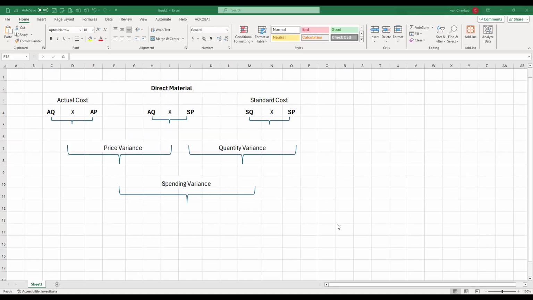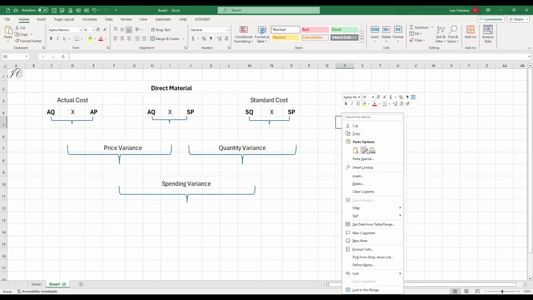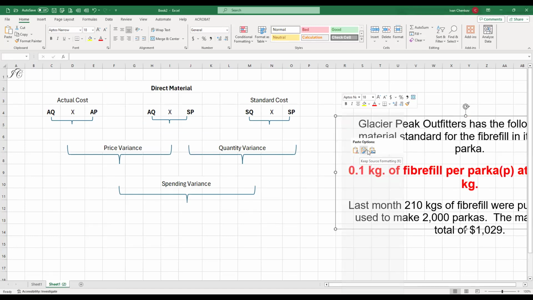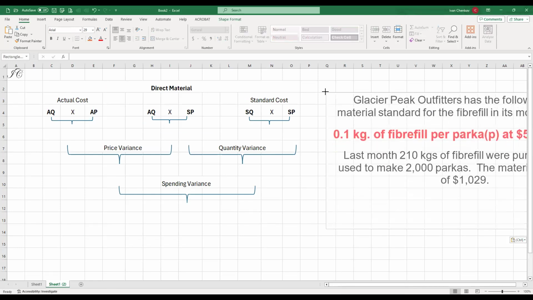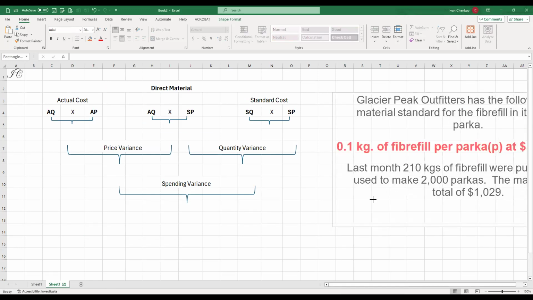First, let's paste the question. Let me move the chart here first and then paste the question. Let me see how I can place it. I can place it like this. Can you guys see the question?